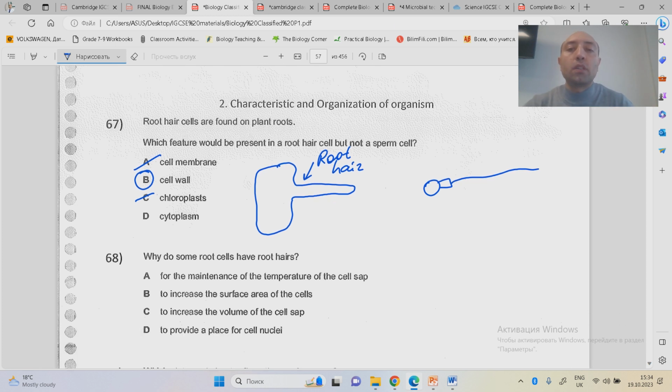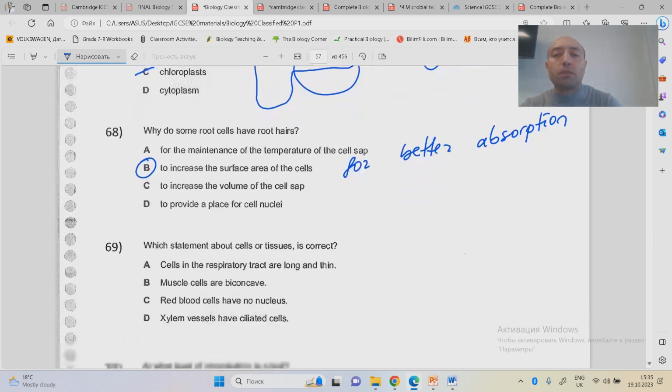Why do some root cells have root hairs? So root hairs are needed to increase the surface area for better absorption. It is needed for better absorption.